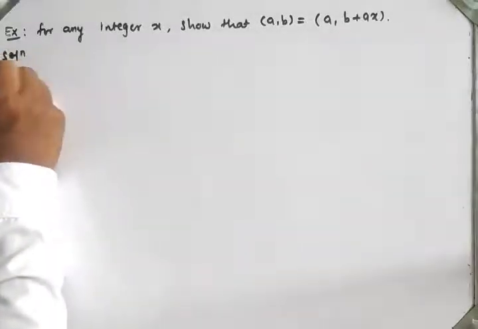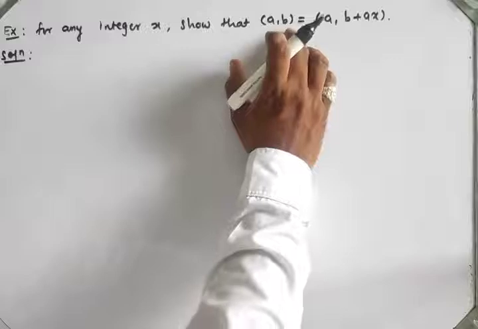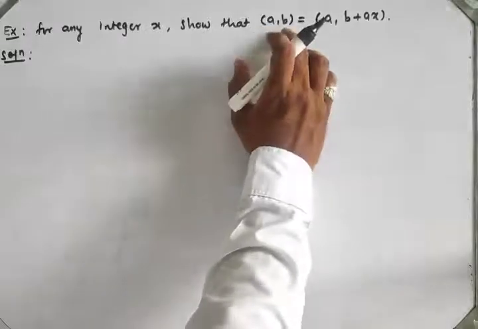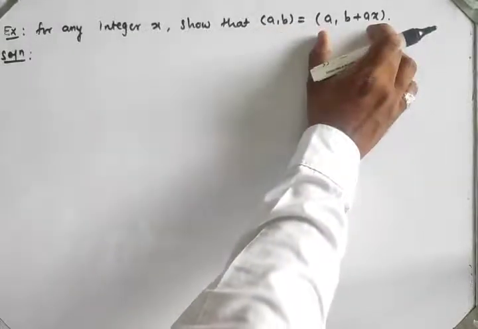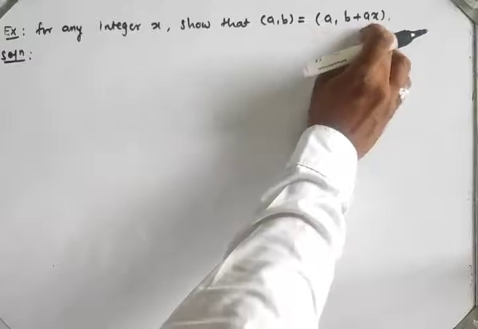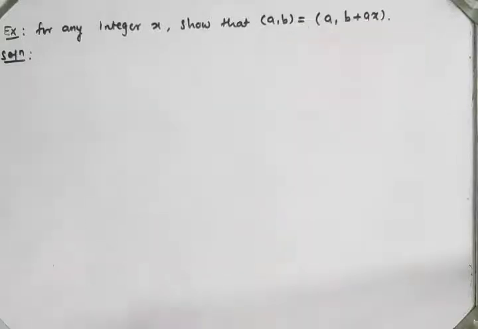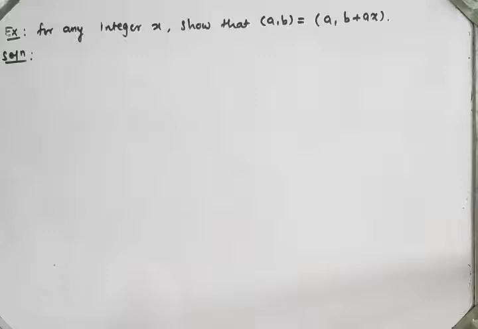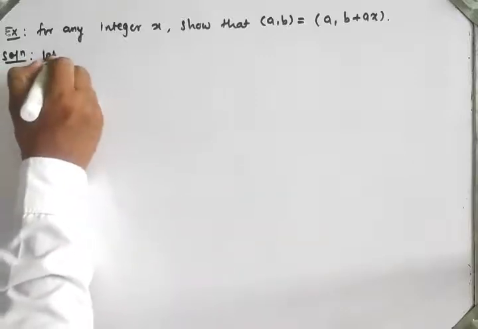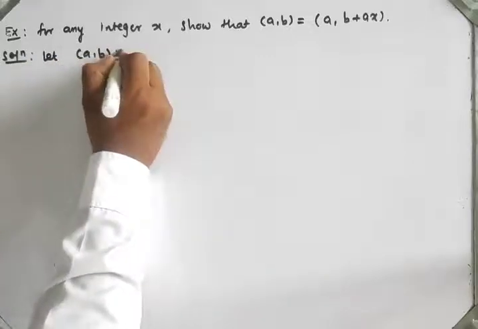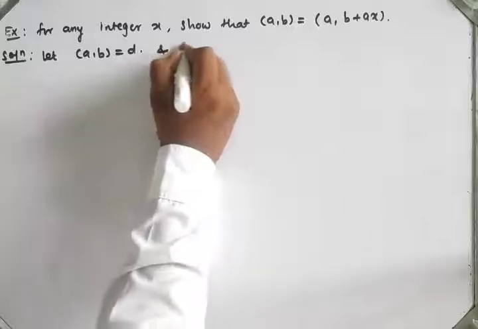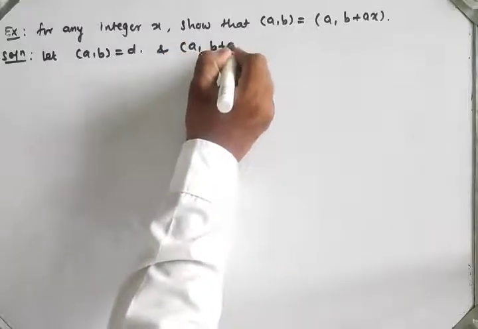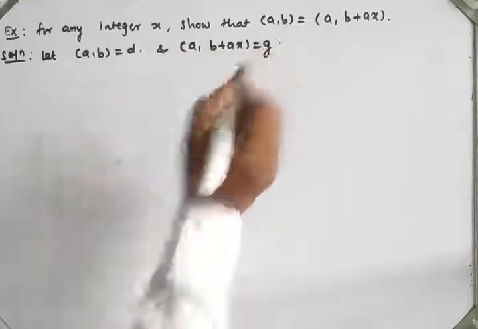Solution. Let us assume that GCD of a and b is equal to d, and GCD of a and b plus ax is g, and finally show that both GCDs are equal. So let us assume GCD of a and b is equal to d, and GCD of a and b plus ax is equal to g.